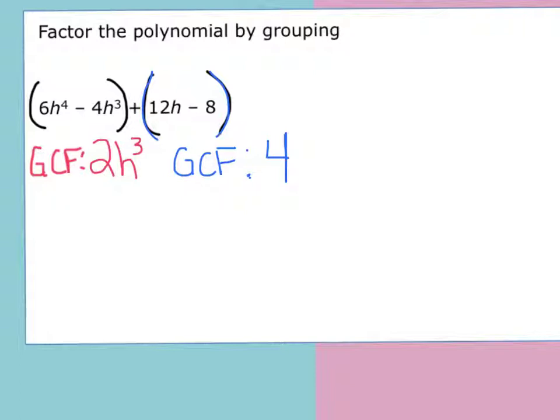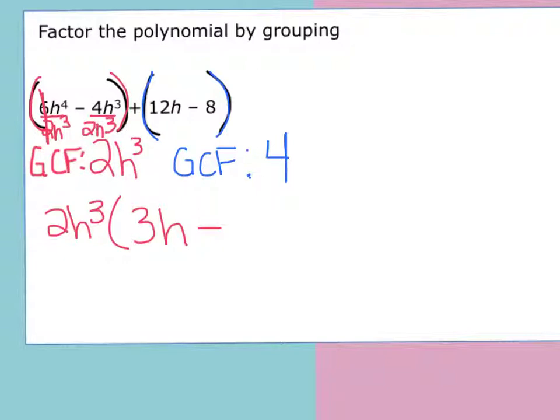Now that I identified the GCF, I'm going to factor each pair using the GCF. So I'm going to divide this by 2h to the 3rd, and write that on the outside of my parentheses. I'll go ahead and reduce, so 6 divided by 2, excuse me, that's so silly, 6 divided by 2 is 3, not 4. And then h to the 4th over h to the 3rd is just h.